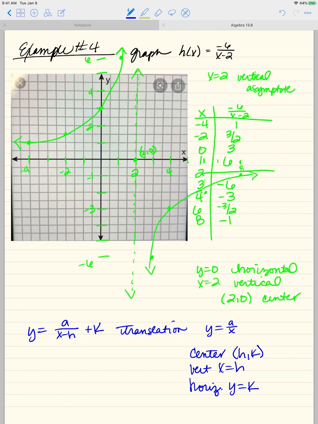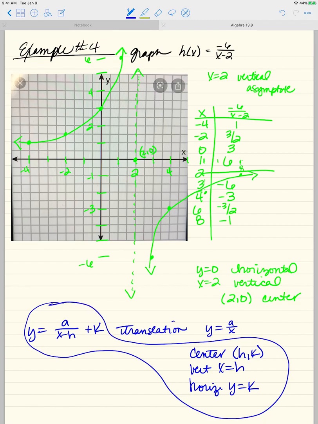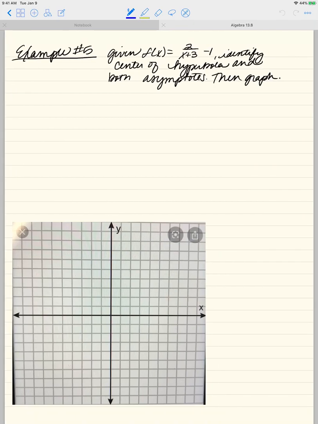You will need to choose several points on either side of the hyperbola's center to determine its exact shape. But this is key for this lesson, okay? Example number 5.